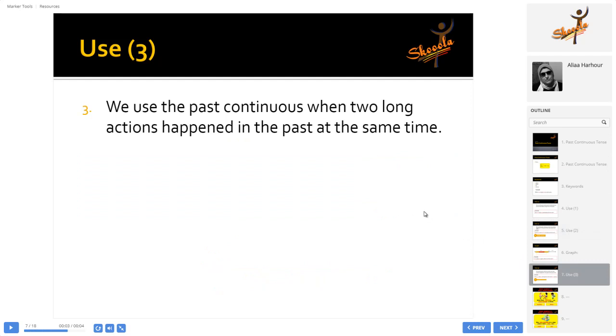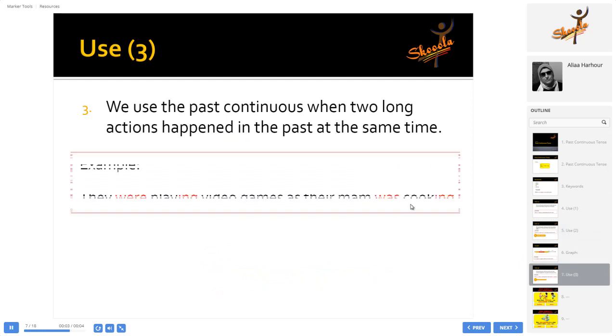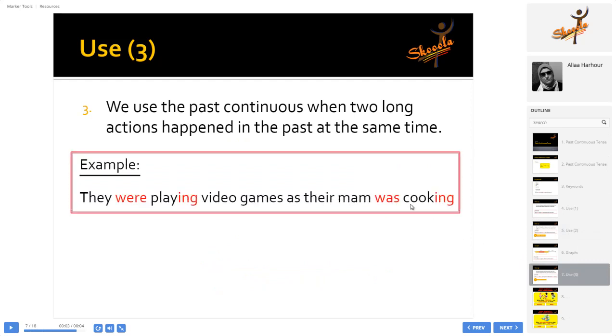Let's take another example with another usage. We use the past continuous when two long actions, both long, happened at the same time in the past. What does this mean? Do we have other keywords? No, we are talking about the same idea with keywords, but this time we have two actions, both of them long, and they happened simultaneously.